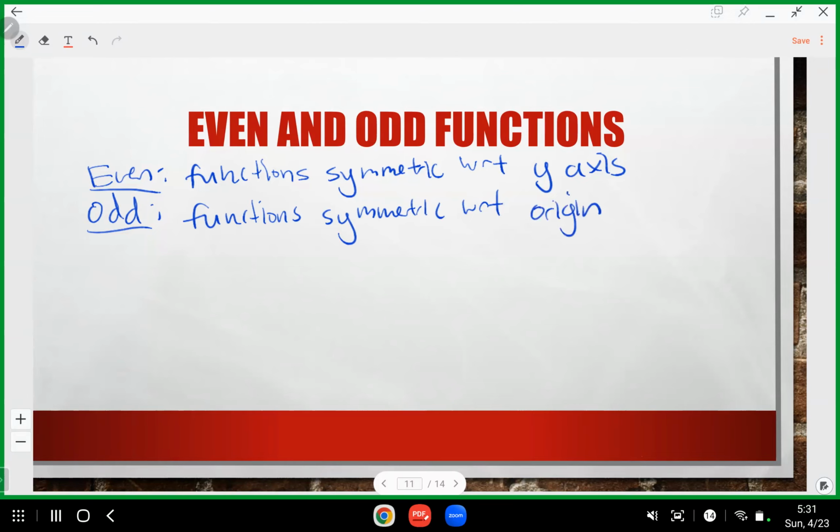So don't get confused or disoriented by this name, because it does not just mean that the power of the function is odd. So let's say you have a parabola. Yes, that is an even function because it's symmetric with respect to the y-axis. But when you have x to the third right here, it's not symmetric to the origin. So it's not going to be an odd function just because its exponent is odd.